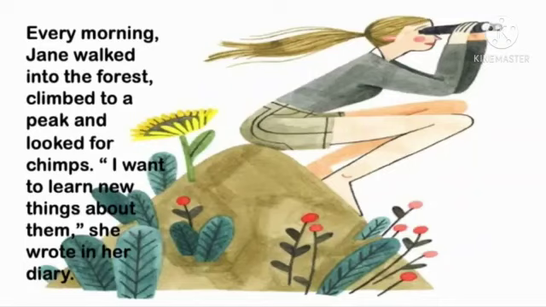And what did she used to do? She used to sit there and watch the chimps. And what did she write in her diary? She wrote in her diary that I want to learn new things about them. Who are them here? Them means the chimpanzees or the chimps. She wanted to write about them.